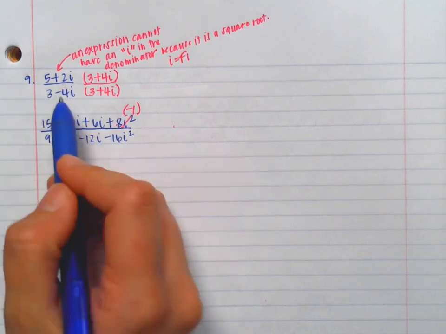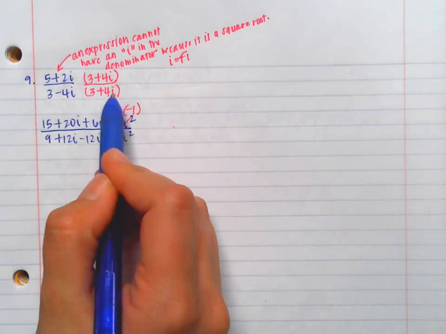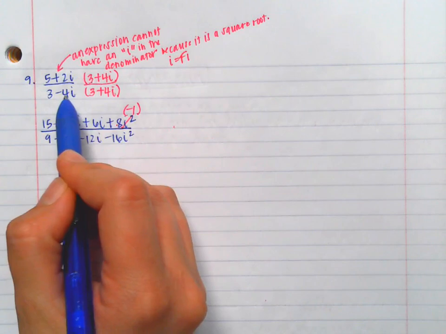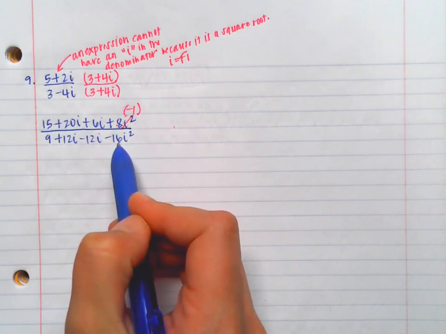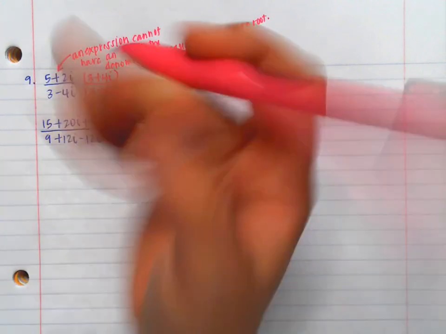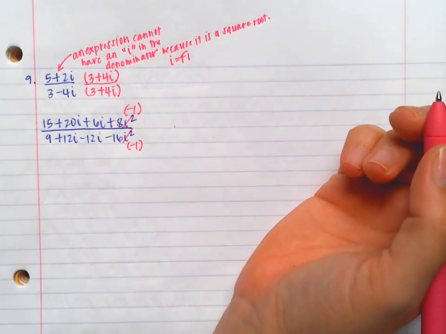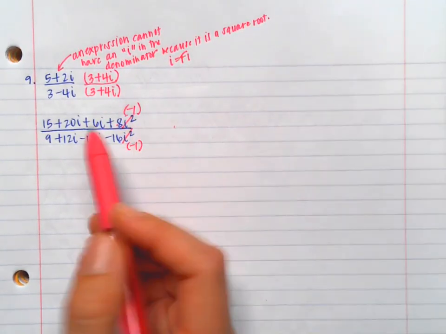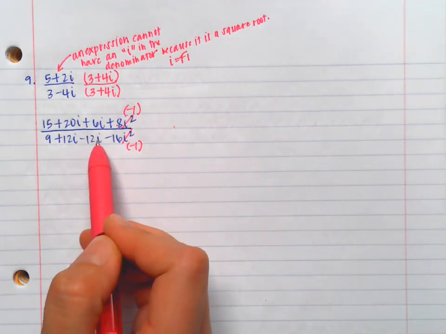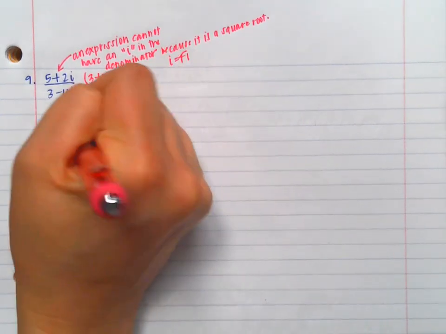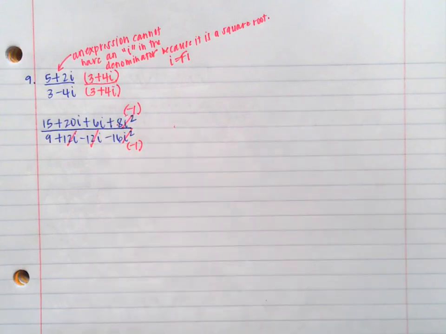Okay, so when I multiplied, I got 9 plus 12i minus 12i minus 16i squared. Again, we know i squared simplifies to be negative 1. Okay, now what do you notice happens at the bottom? 12i minus 12i, the imaginary part cancels out, which is what we want. We don't want an i in the denominator.